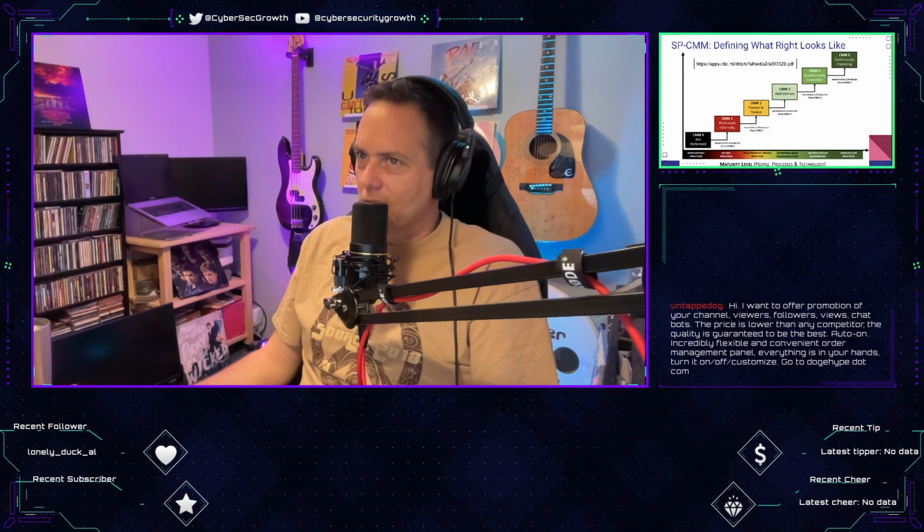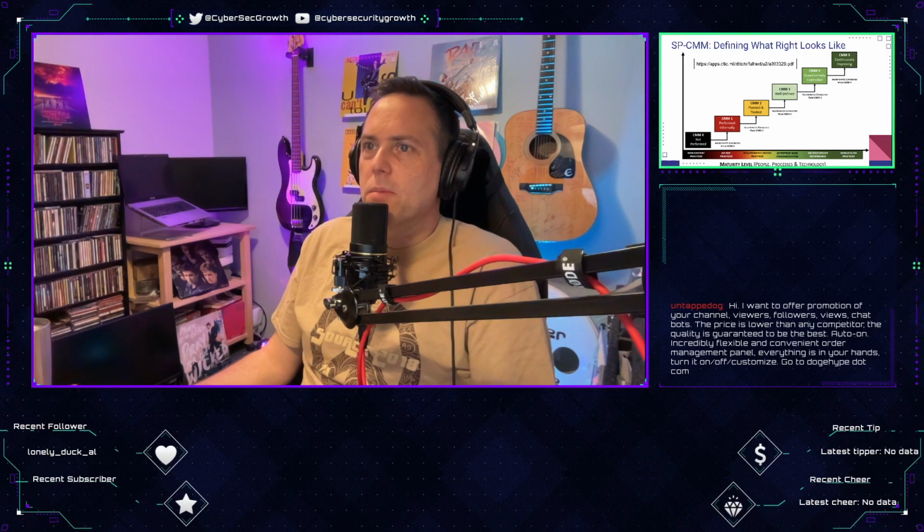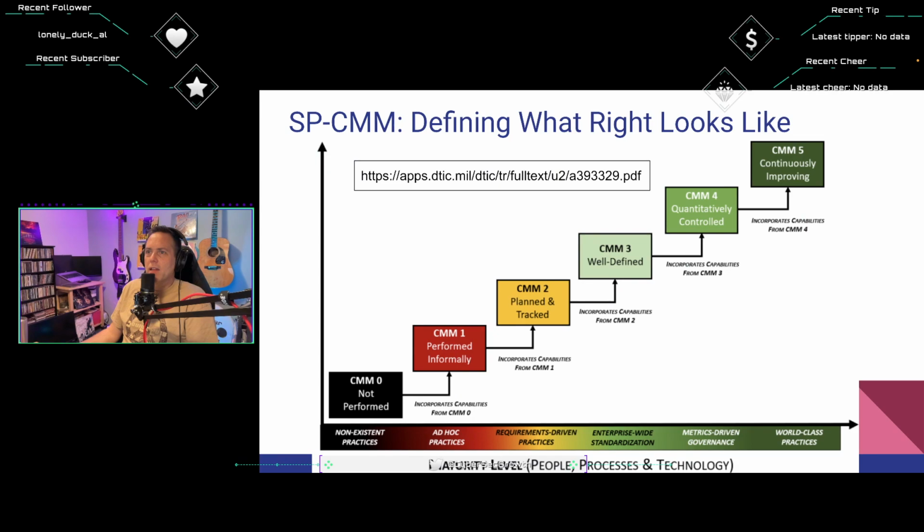So the SPCMM, defining what right looks like. The SPCMM draws on the high-level structure of the Systems Security Engineering Capability Maturity Model, since we felt it was the best model to demonstrate varying levels of maturity of people, processes, and technology at a control level. If you are unfamiliar with the SSECMM, it's well worth your time to read through the SSECMM model description document that is hosted by the U.S. Defense Technical Information Center, DTIC.